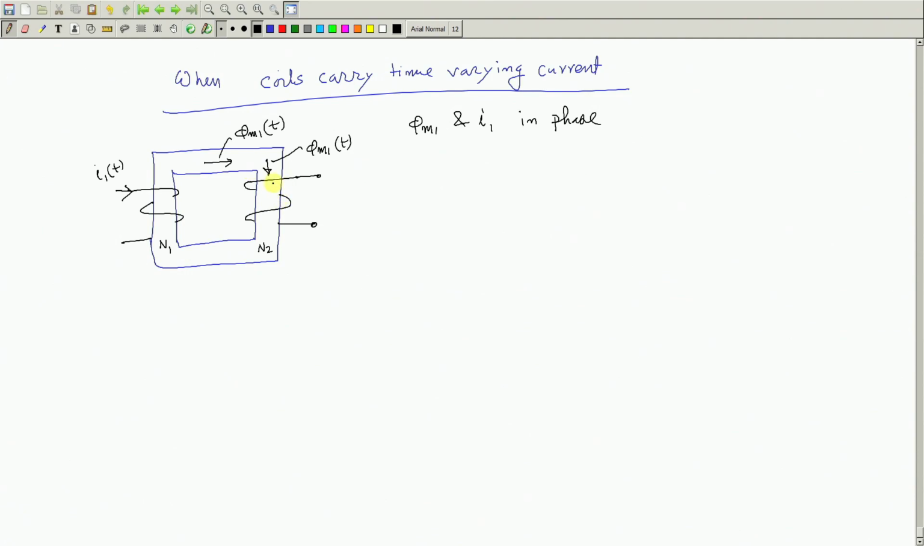Therefore, we expect that there will be some induced voltage in the second coil, is it not? That is what Faraday's law says. That is, if in a coil, perpendicular to its section, there is a time varying flux, these two terminals will become a seat of EMF, and the value of this EMF will be N2 times the rate of change of flux, that is, d phi M1(t)/dt. This will be the induced voltage between these two points. So, that is the thing.